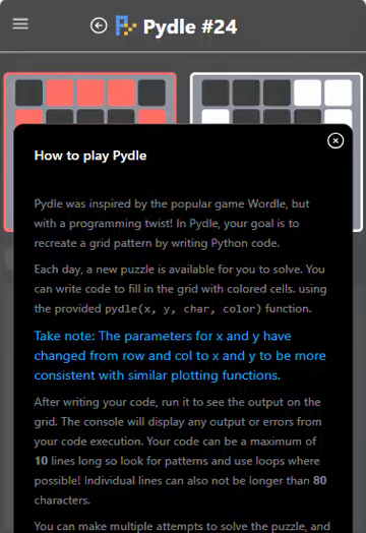Welcome to Pydle Day 24. Pydle is a puzzle game that you need to solve by writing Python code. It's a good way to learn Python.